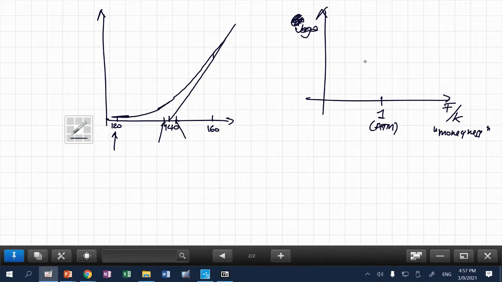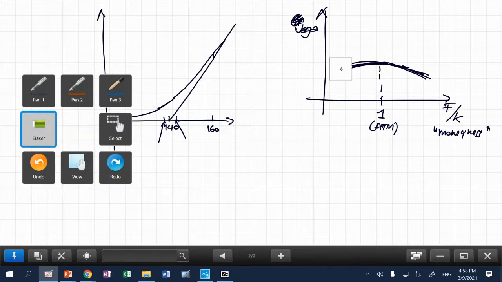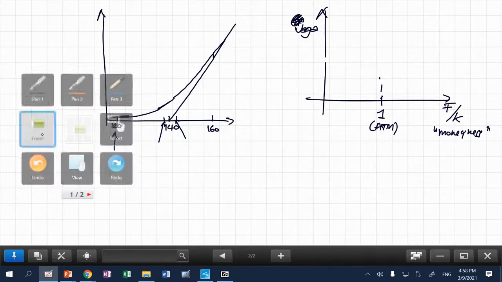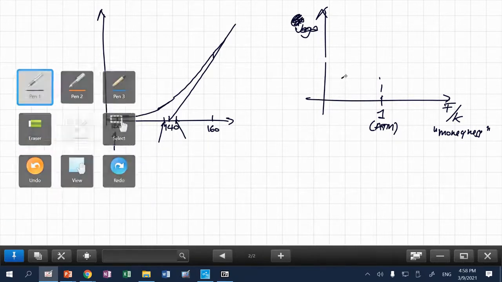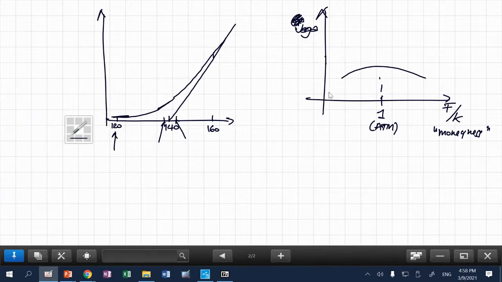So the first intuition is that you must have a situation in which, again, you tend to have a peak of Vega around the at the money case. At the money options should have a higher Vega than out of the money and in the money options. Sorry if the graph is not symmetric, let me do that better. So more or less something like that.